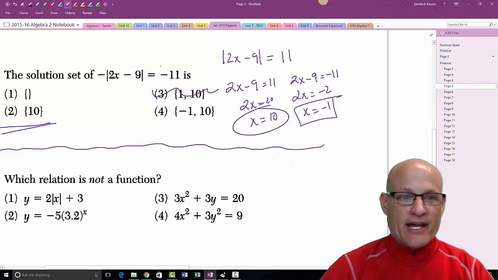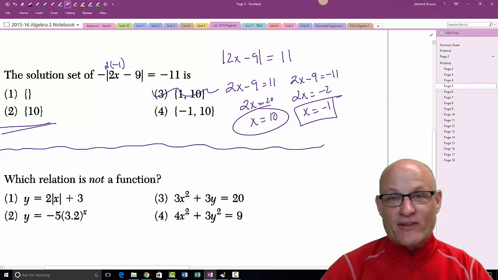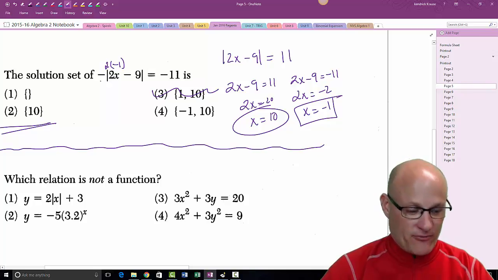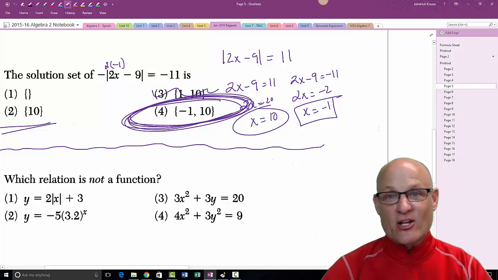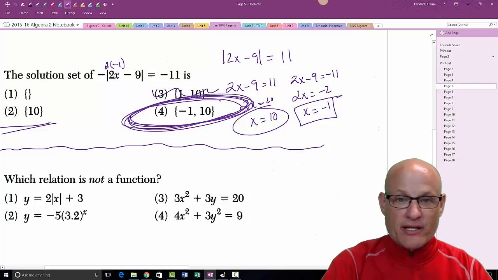If I plug in negative 1, this gives me 2 times negative 1. That's negative 2 minus 9 is negative 11. The absolute value of negative 11 is positive 11 with a negative out front. It looks like they both work. So this is my answer right here, choice 4. They both work. And again, this is another one you could have just stored and plugged them in and go.